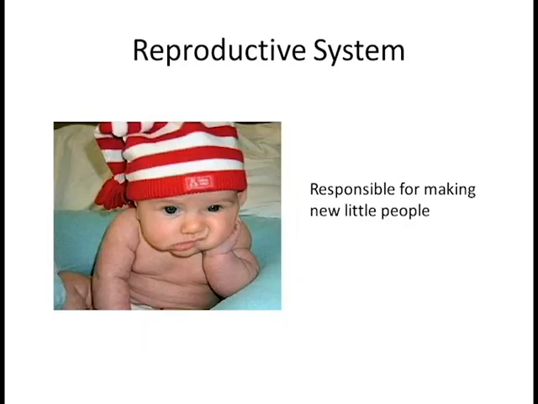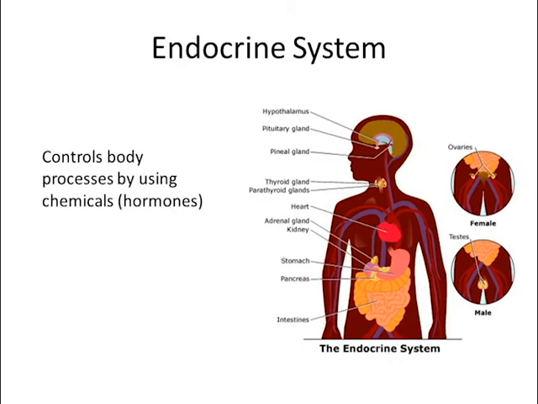And the reproductive system, this is the body system that's responsible for making new little people and carrying on our species. And the endocrine system. So this is going to be passing signals around the body by using chemicals. In this case, we're talking about hormones. So it might control different processes. It might let the brain know that something is happening. It might control different levels of things in our blood.